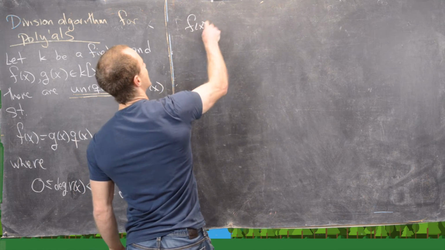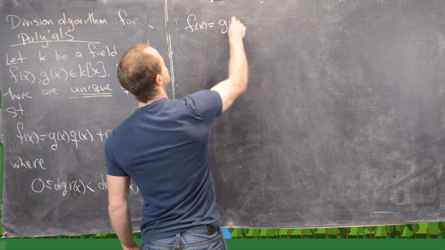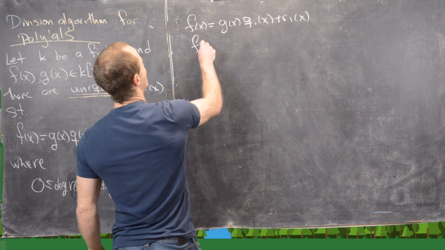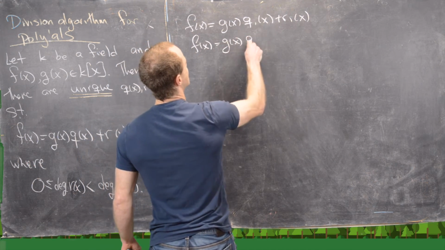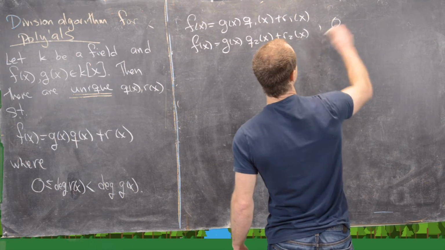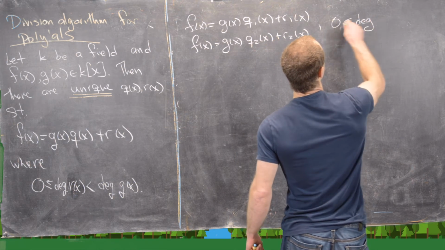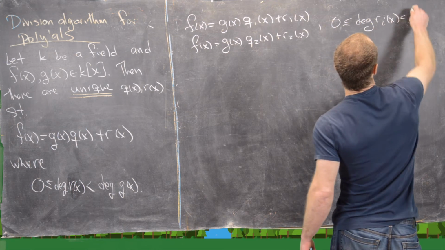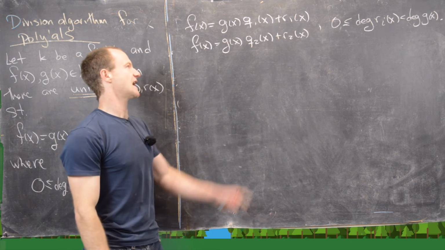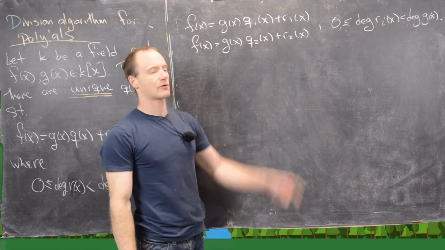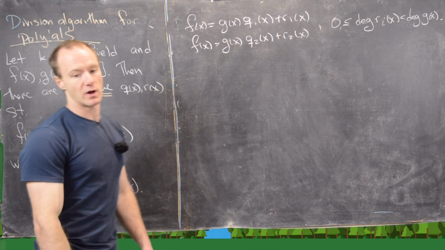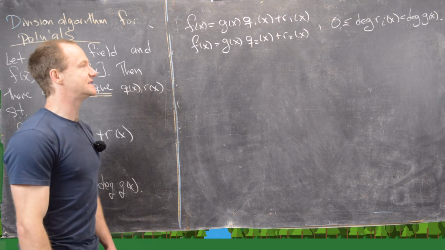So let's say we have f of x equals g of x times q1 of x plus r1 of x, and then f of x also equals g of x times q2 of x plus r2 of x, where both of these remainders have the property that their degrees are less than the degree of g of x. Okay, so in other words, what we're saying is that the quotient and the remainder may not be unique in this division algorithm setup.